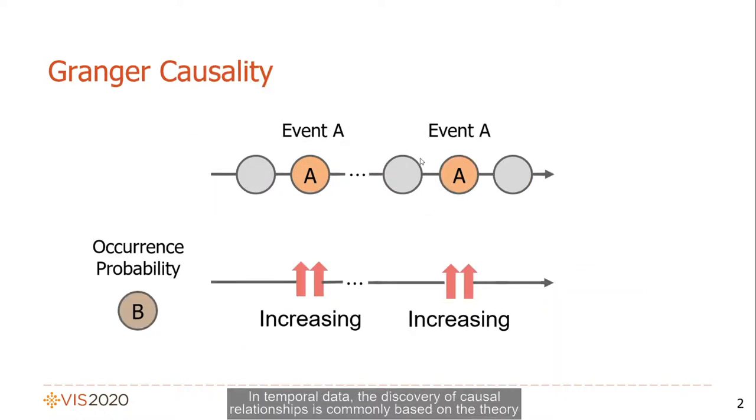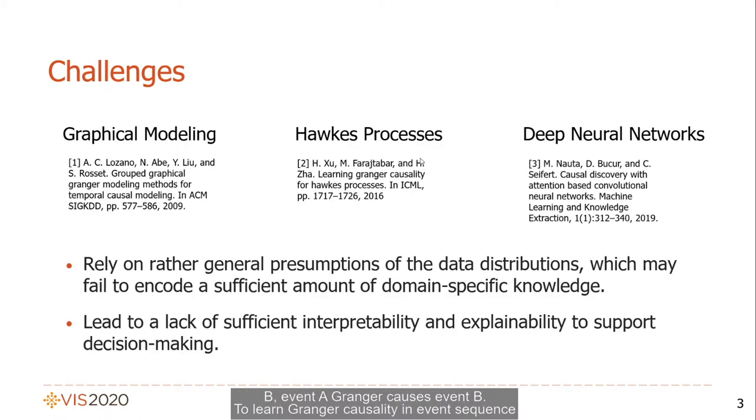treatment. In temporal data, discovery of causal relationships is commonly based on the theory of Granger causality. Granger causality is capable of characterizing causality in temporal data according to incremental predictability. If the occurrence of an event A enhances the predictability of an event B, then event A Granger-causes event B. To learn Granger causality in event sequence data, we can use graphical modeling, Hawkes processes, and deep neural networks.